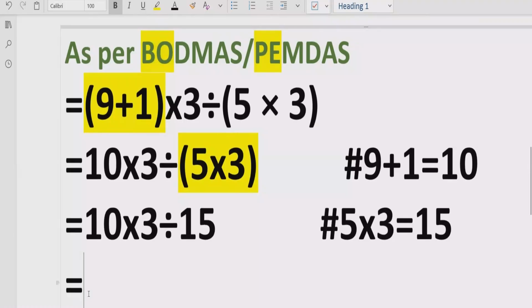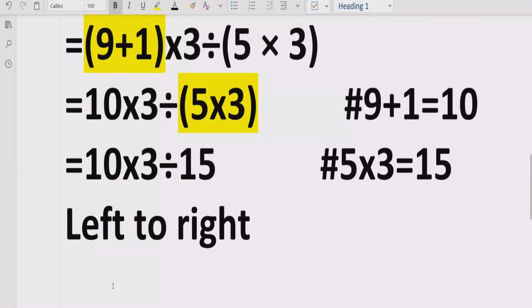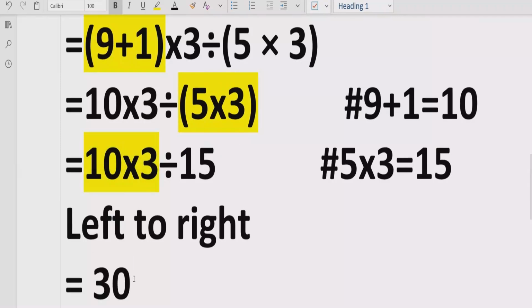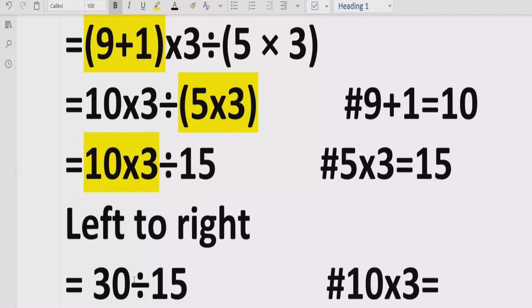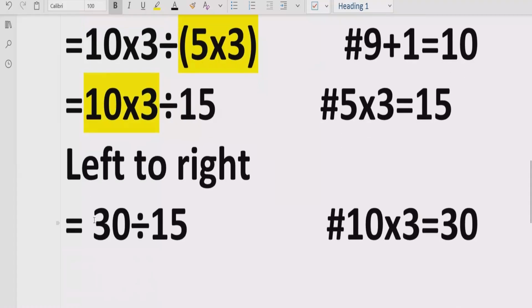So what we will do, we will solve division and multiplication. For this, we have to go left to right in this expression and find out which is coming first. So first we have 10 multiplied by 3. We multiply both of them and the answer is 30. And divided by 15, we will write as it is. And here we write 10 multiplied by 3 equals 30. So now we have two terms which are dividing, like 30 divided by 15. We divide both of them and the answer is 2. So the answer of the given expression is 2.